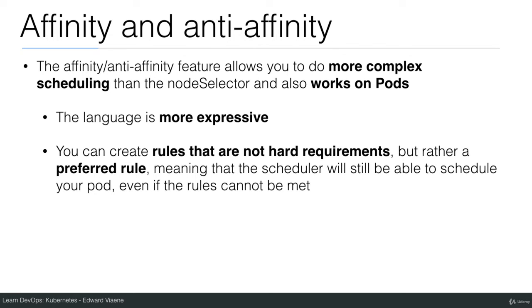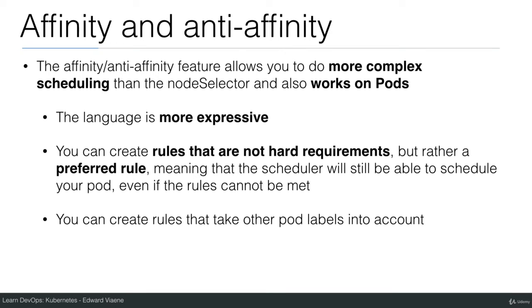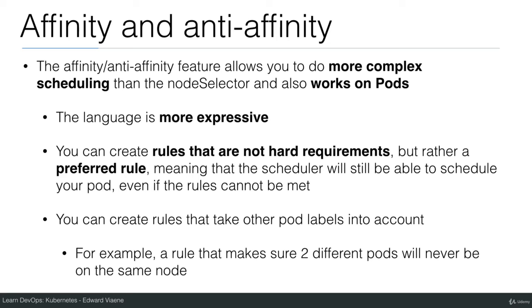So with a node selector, if a node doesn't have your label, it will never get scheduled. Whereas with affinity and anti-affinity, you can create a different type of rule where you set a preference. So you will prefer nodes with a specific label. But if there's no node with that label schedulable, it will still get scheduled on another node. You can create rules that take other pod labels into account. So affinity exists not only for node affinity, but also for pod affinity. For example, you can create a rule that makes sure 2 different pods will never be on the same node.